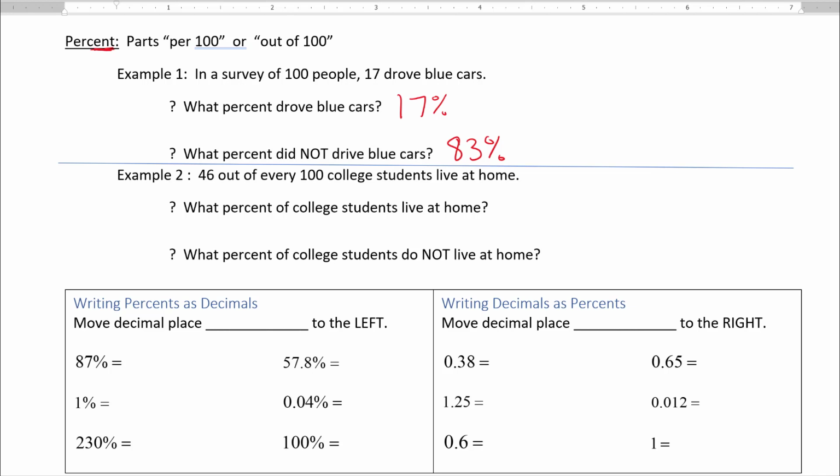So let's say 46 out of every 100 college students live at home. What percent of college students live at home? 46%. How many don't? Well, if you subtract that from 100, you get 54%.